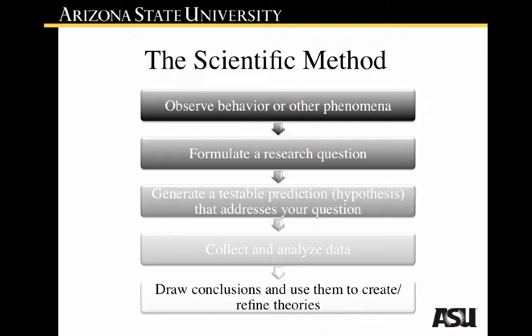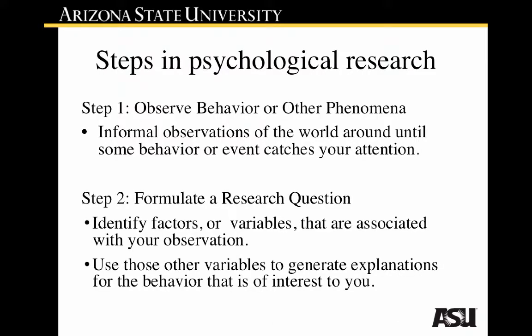Then we collect and analyze data, and based on those data, we draw conclusions and use them to create or refine our theories. So that, in general, is the five-step method of the scientific method, or the 5 steps of the scientific method, I should say. So step 1, I've covered these a little bit, but I'll briefly discuss them again. Informal observations of the world around you, as well as reading previous literature and so forth about some behavior or event tends to capture your attention.